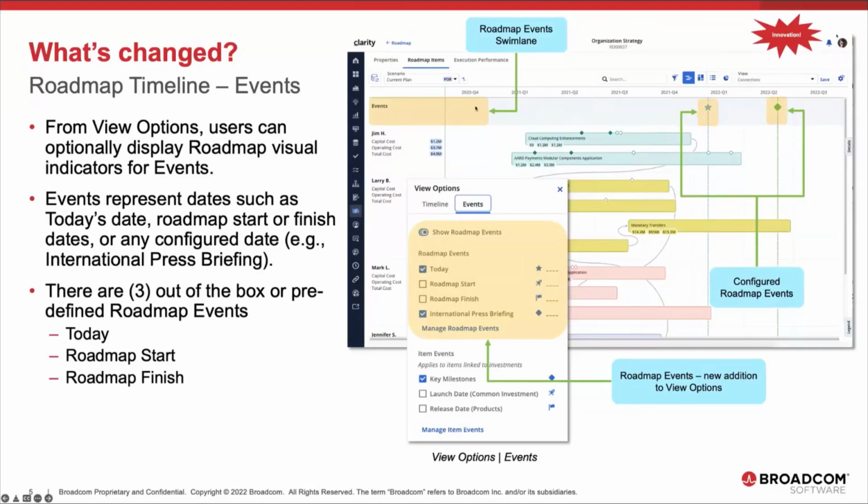And notice how they're displayed in a dedicated swim lane for events. This image in the forefront here is new in the view options area to, number one, turn on the swim lane, and then two, turn on visually presenting those events, and an area to manage those events to create new ones or modify existing.